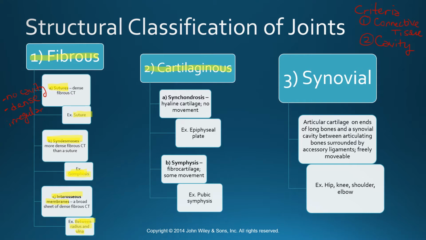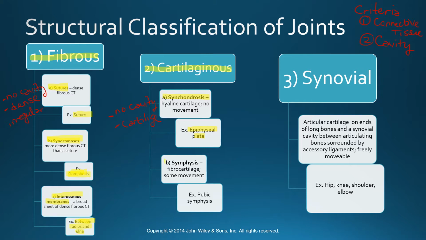Cartilaginous joints are going to be the second structural classification. These also have no synovial cavity, and these bones are held together by cartilage. The subclassifications are going to be synchondrosis. These are made of hyaline cartilage and don't permit any movement at all. So an example is the epiphyseal plate.